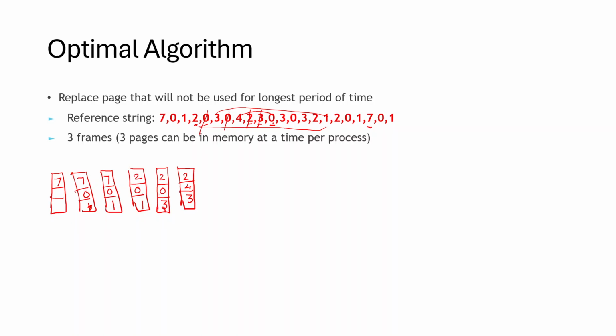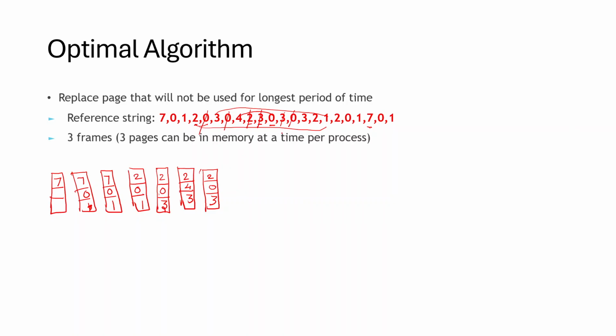But 0 is not available, so there is a page fault. Out of 2, 4, 3, which do we need to replace? From 0, we need to find: 3 is here, 2 is here, 4 is not there at all. So we can replace 4 by 0. So 0, 2, 3. Fine. Now the next one is 3, which is already there. There is no page fault. Next is 0. 0 is also already there.